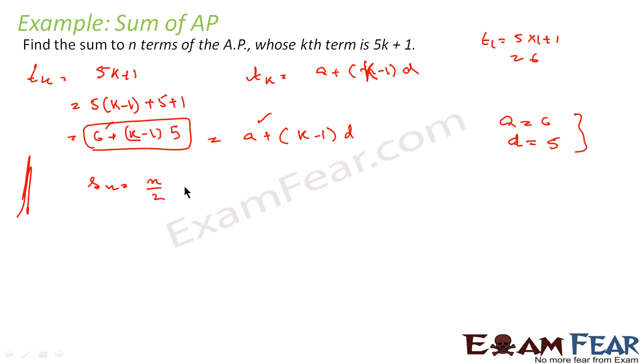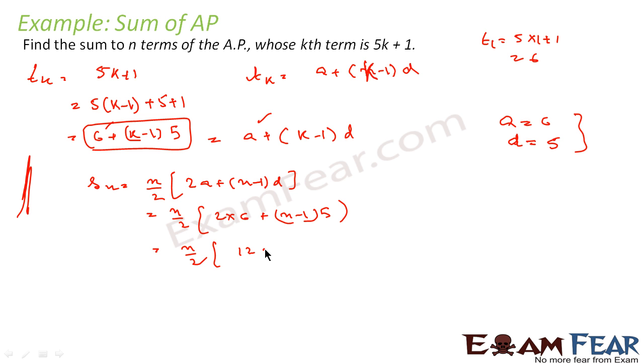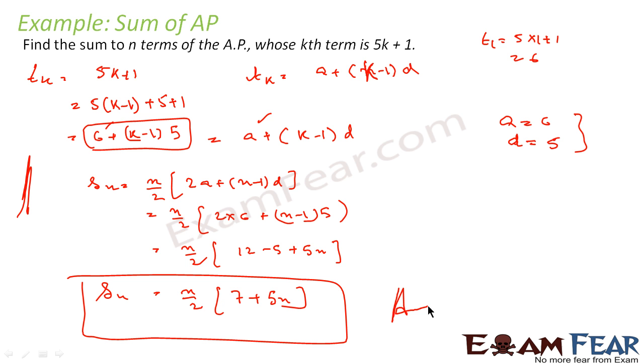Sn is nothing but n by 2 into 2a plus n minus 1 into d. So we know that a is equal to 6 and d is equal to 5. So we'll put that. This becomes n by 2, 2 into 6 plus n minus 1 into 5. So this becomes n by 2 into 12 minus 5 plus 5n. This becomes n by 2 into 7 plus 5n. This is nothing but the sum of n terms in terms of n, and that's our answer.